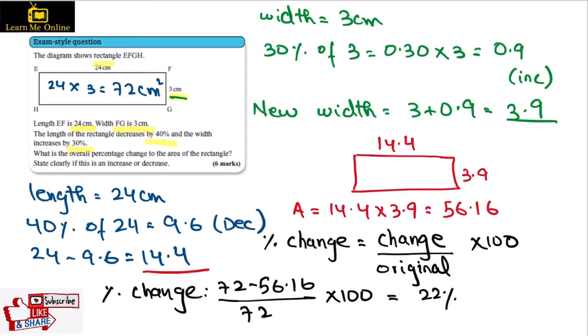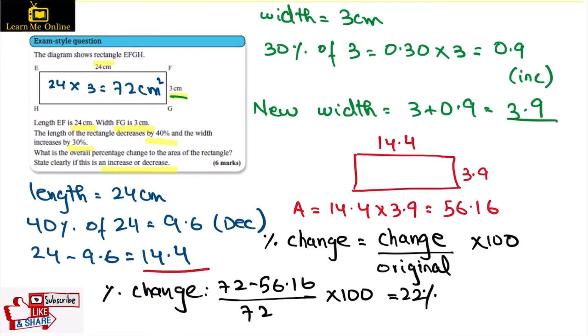Here this says to state clearly if it's an increase or decrease. If I compare the new area, which is 56.16, and the old area, which was 72, of course the new one is smaller than the bigger one. So it means the overall percentage has decreased. So you say that it's decreased by 22%.